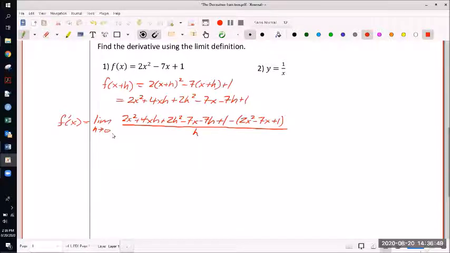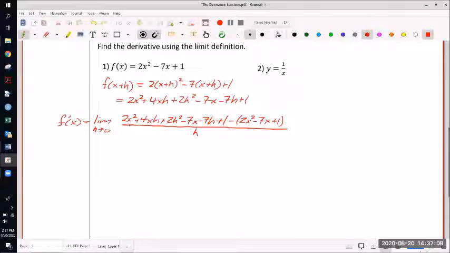Now again, for this limit here, I'd like to substitute in h equals 0, but I can't do that because it gives me a 0 in the denominator. So what I'll try to do is simplify the numerator here and see if I can factor out an h that will then cancel with this h in the denominator, allowing me to do a direct substitution.